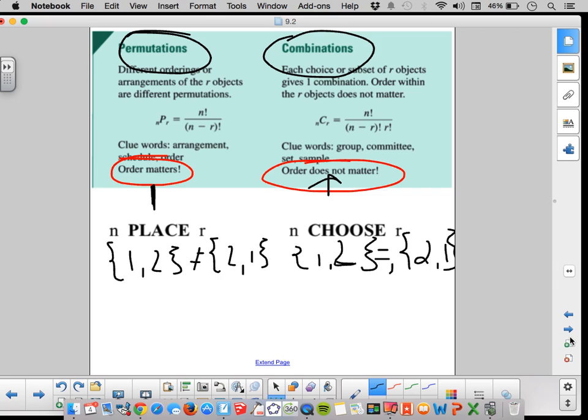So when you're doing your work, your problems on your homework, you need to pay attention to whether it implies that order matters or not.